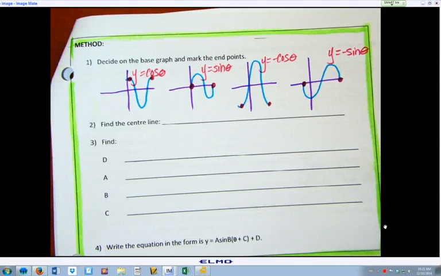It is your choice which of those you choose. And as we go through examples, I'll tell you which is the better choice, because sometimes some of them are easier. But just because you choose a different base graph doesn't mean your answer is wrong.